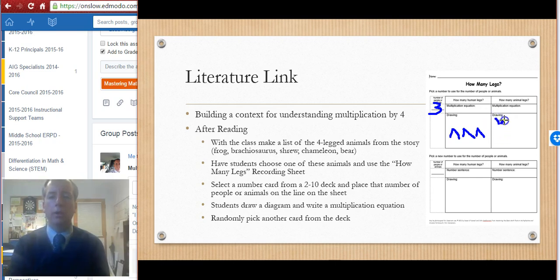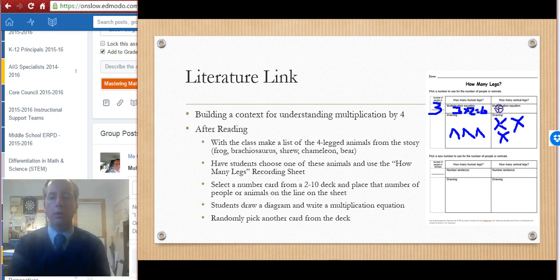They have 4 legs, right? So the shrew, that one's going to have 4. This one's going to have 4. And my third shrew is going to have 4 legs. And my pictures are not nearly as beautiful as the kids' will be. And my multiplication equation here would obviously be, well, 3 animals with 2 legs each would be 6 legs.